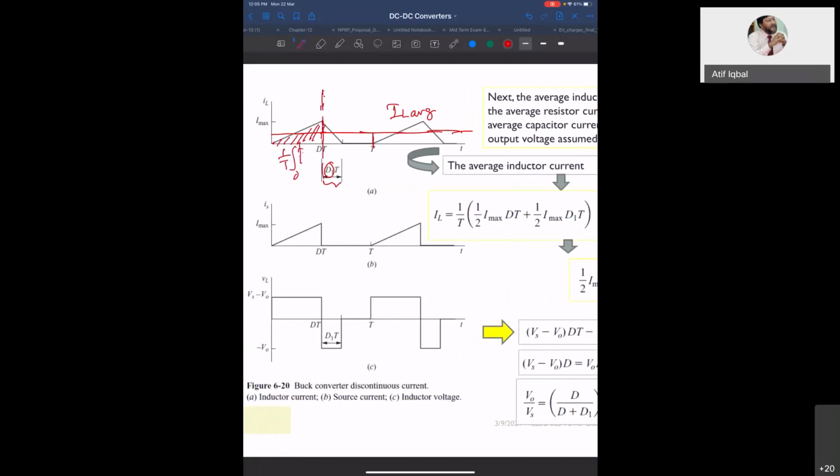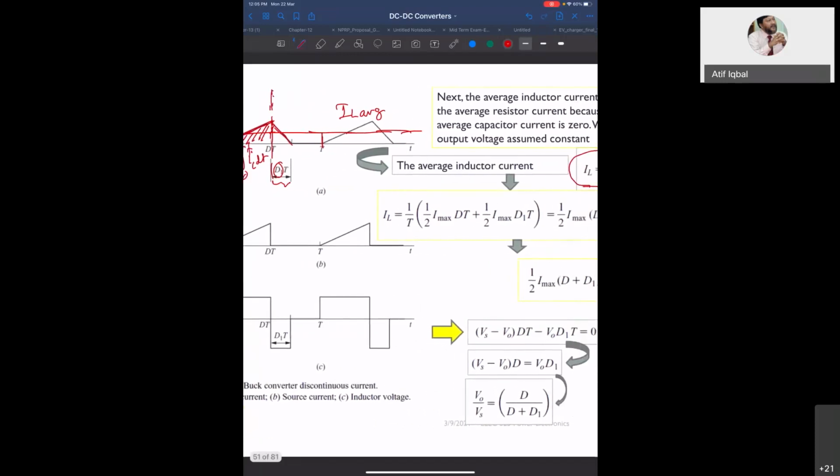The integral from 0 to T of IL dt. This is how you get it. So from here to here, you take the average, then from here to here. So this is the area under this triangle, and so this is half I max into dt.